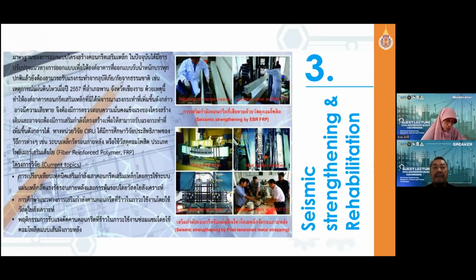So there are various choices of strengthening materials, for example, very high ductile steel plate and FRP. I'm going to show you this later in part 2. Okay.